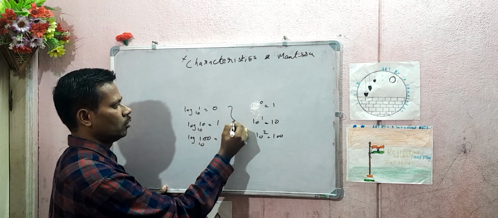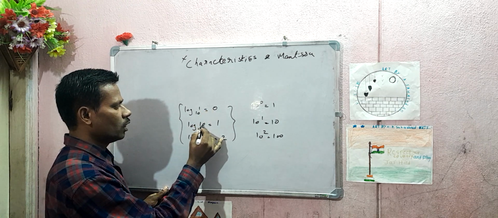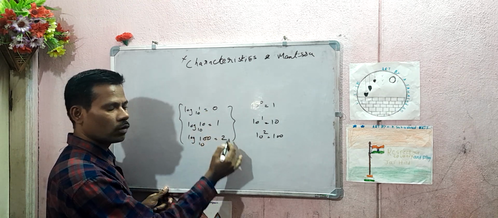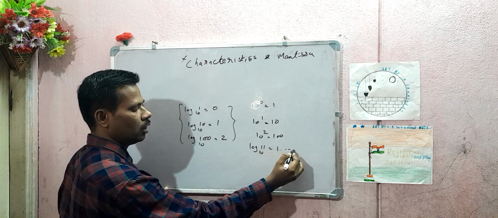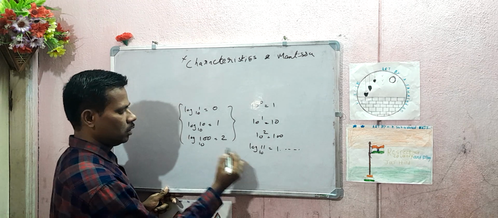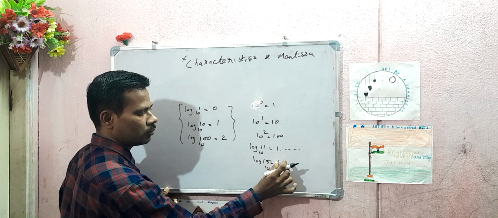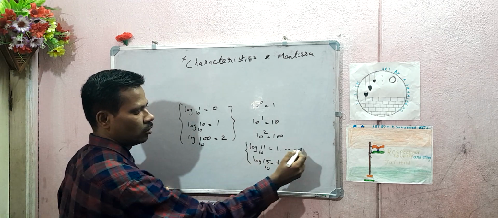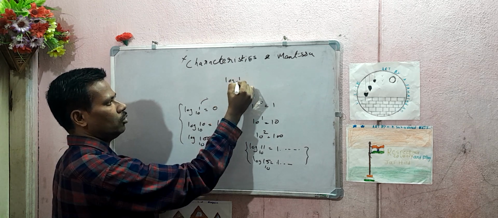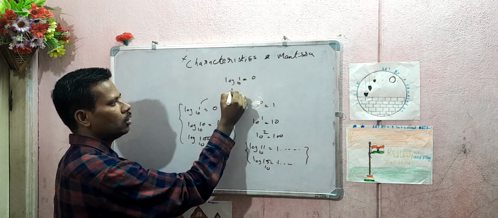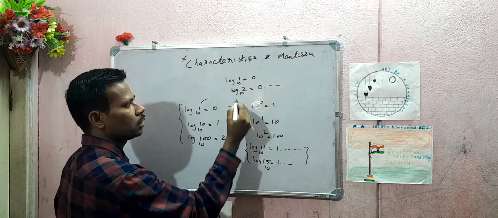Now, the meaning of this is, logarithm of 10 to the base 10 is 1. If I want to calculate logarithm of 11 to the base 10, the answer will be 1 point something. In the same way, logarithm of 15 to the base 10 is 1 point something. Logarithm of 1 to the base 10 is 0. Logarithm of the single digit 2 to the base 10 is 0 point something.